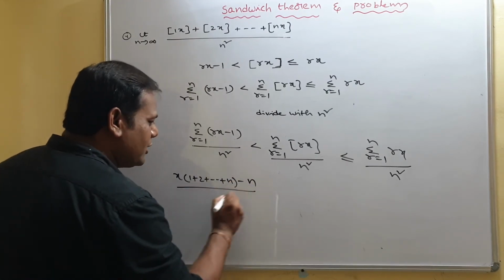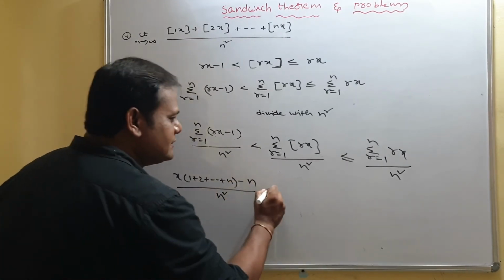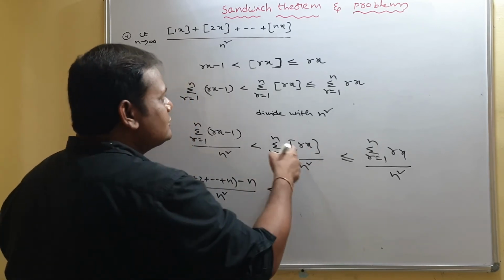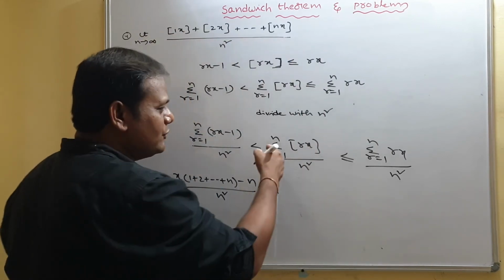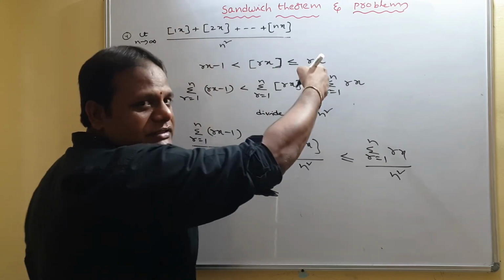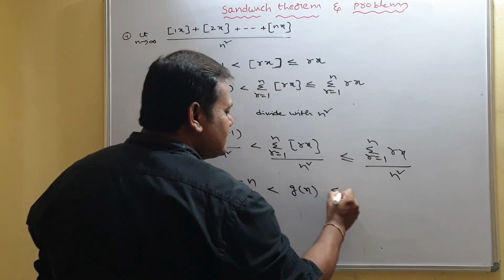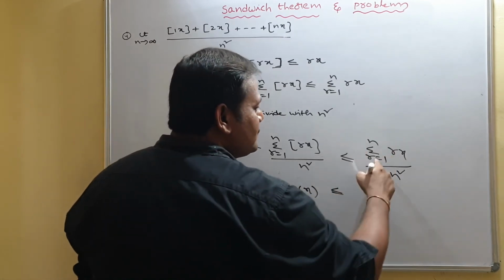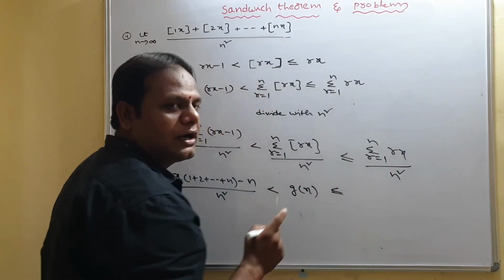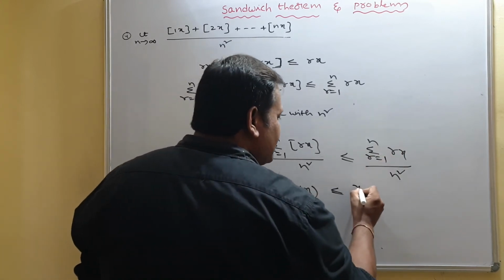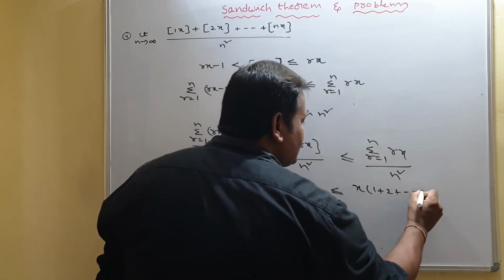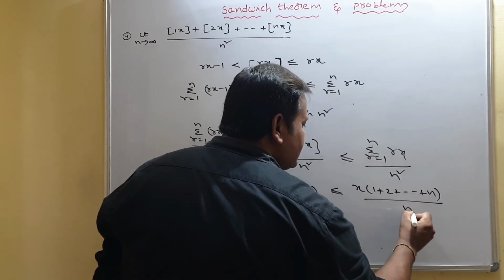By what? By n square. Is less than, coming to this. So same function you can get. If you expand this, you get this function. Suppose we name it as g of x is less than or equal to, here take r1, r2, so on, rn, and you take x common. You get 1 plus 2 plus so on plus n by n square.